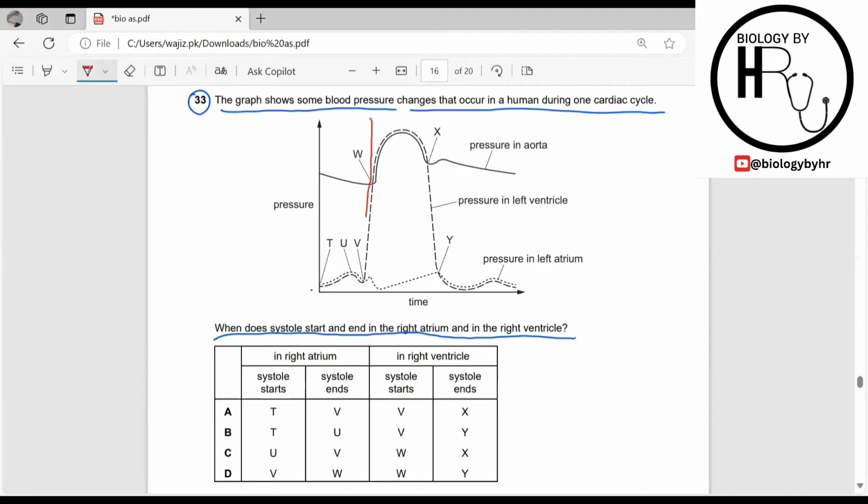We know that this is representing the atrial systole, this is representing the ventricular systole, and this over here is diastole. We know that in diastole both the atria and the ventricles are relaxing. This is the ventricular systole over here and this is the atrial systole over here. In the atrial systole the atria are contracting and in the ventricular systole the ventricles are contracting.